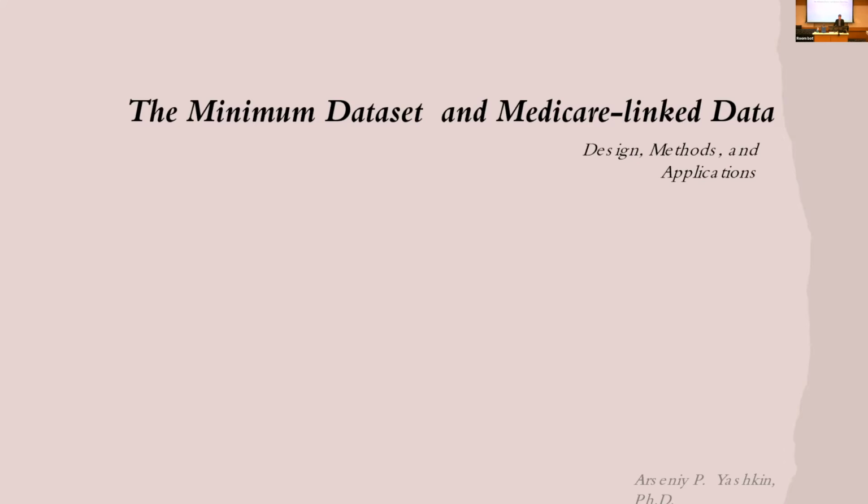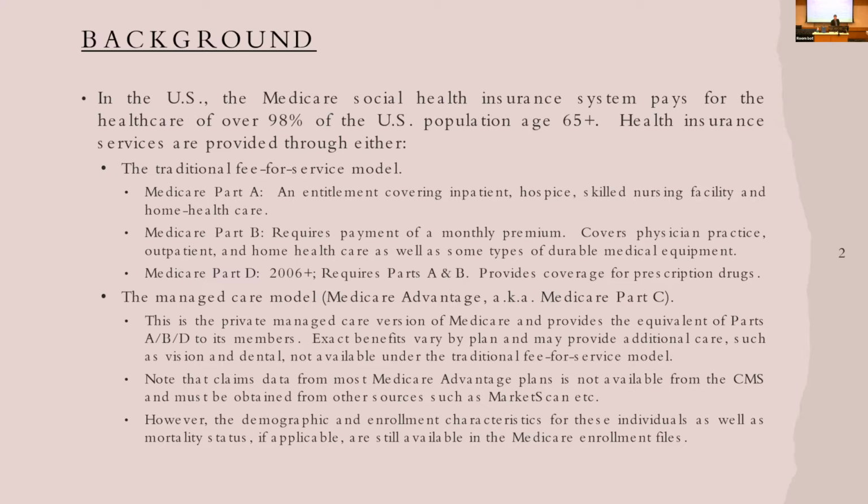Just as a quick background, in the US, the Medicare social health insurance system pays for the healthcare of over 98% of the US population of adults age 65 plus. The 98% number is from 2010. I don't think it has changed that much since then. So pretty much everyone.